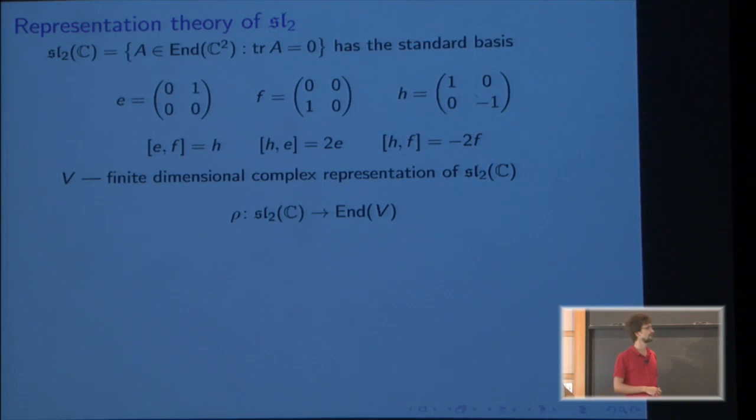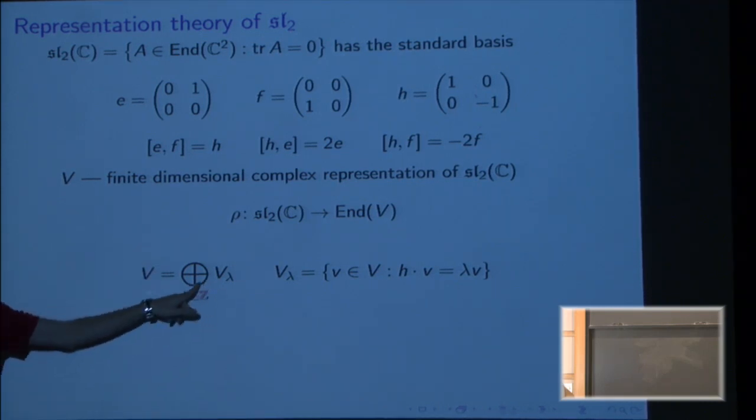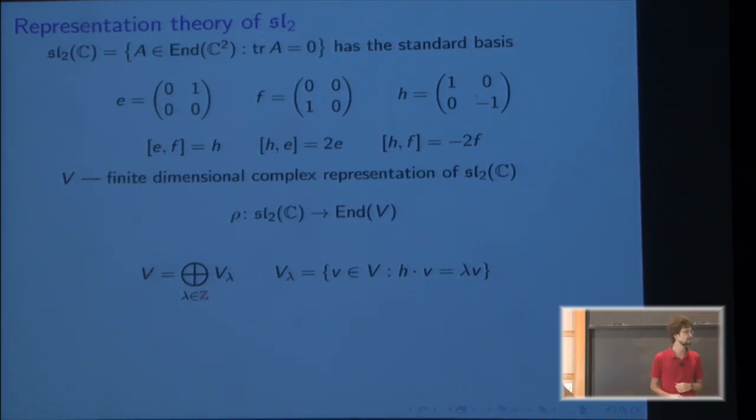How can we analyze such a thing? A good way to do that is to look at H first, because E and F are nilpotent matrices, so they don't have any interesting eigenvalues, but H is not nilpotent, so it will have interesting eigenvalues. So we can split up V into eigenspaces of H. We call them V lambda, where lambda is the eigenvalue. Well, that's not very interesting. The interesting part is the set of eigenvalues here, the spectrum. One would expect that the spectrum is some random subset of the complex numbers, but actually it's not. They're all integral.